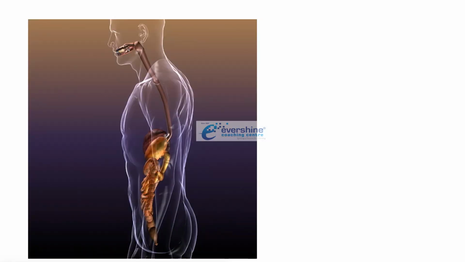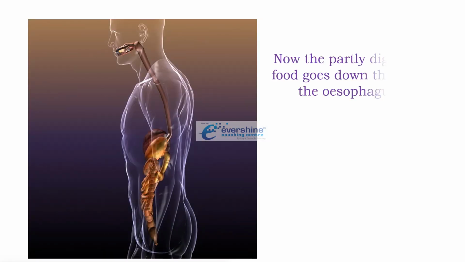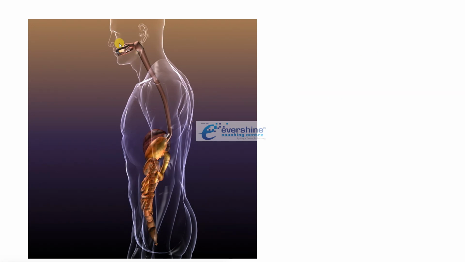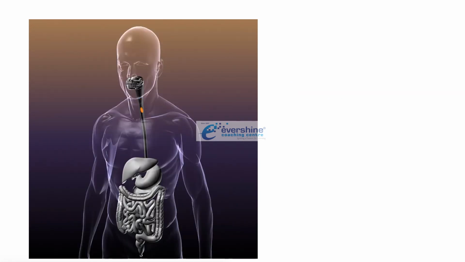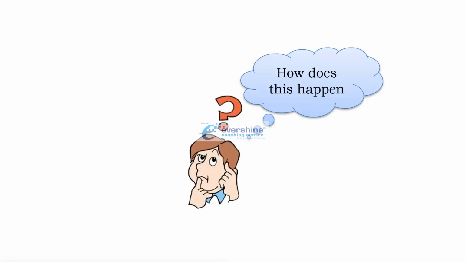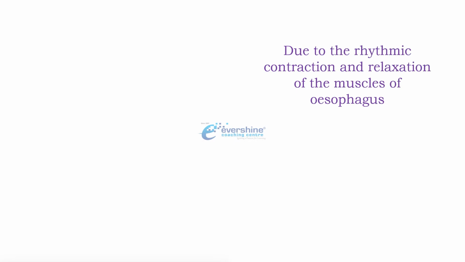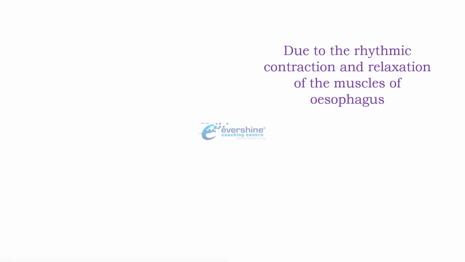Now, what happens? Observe here. The partly digested food goes down through the esophagus. Can you see this? Slowly. The partly digested food went into the esophagus. How does this happen? How is the food going through the esophagus? Let's see. Due to the rhythmic contraction and relaxation of the muscles of the esophagus, can you see this? The esophagus muscles are performing a rhythmic action of contraction and relaxation.